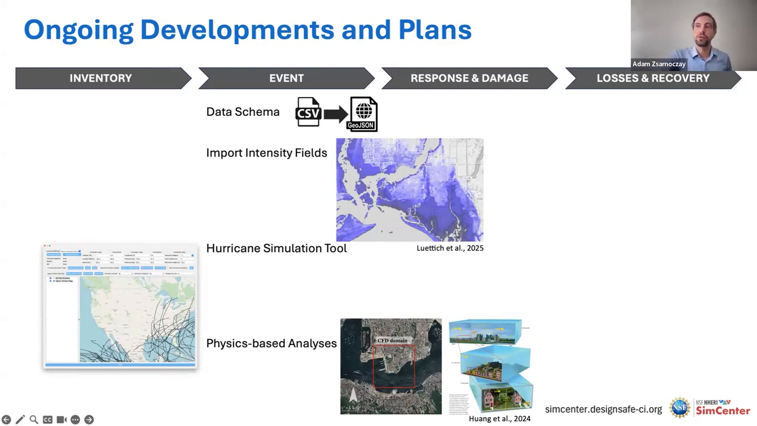What you can see here is an AdCirc simulation result of storm surge for Fort Myers, but there could be a wind field coming from a similar simulation, or in an earthquake context, you can imagine something similar. But beyond just importing those fields, we want to support other types of studies.